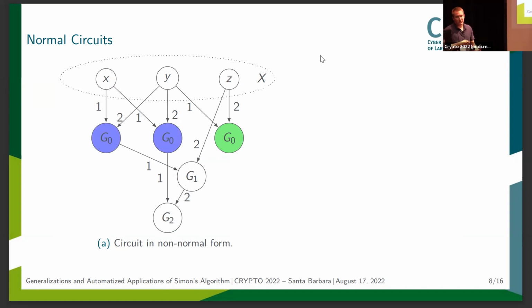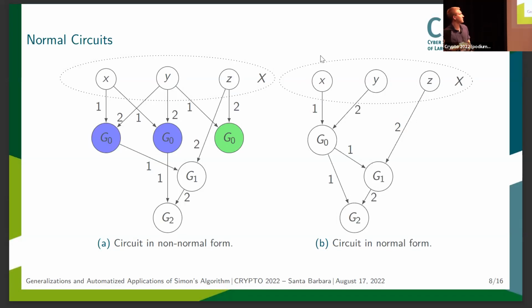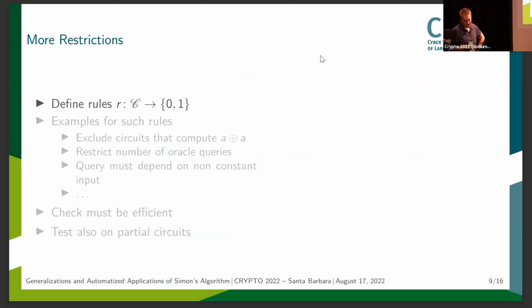And essentially, we say that such circuits are in a non-normal form, and we only want to consider circuits that are normal. So an example of an equivalent circuit that computes the same function would be this. And thereby, we can reduce the number of circuits that we actually have to consider, and therefore reduce the runtime of our search by quite a lot. And this is not enough yet.